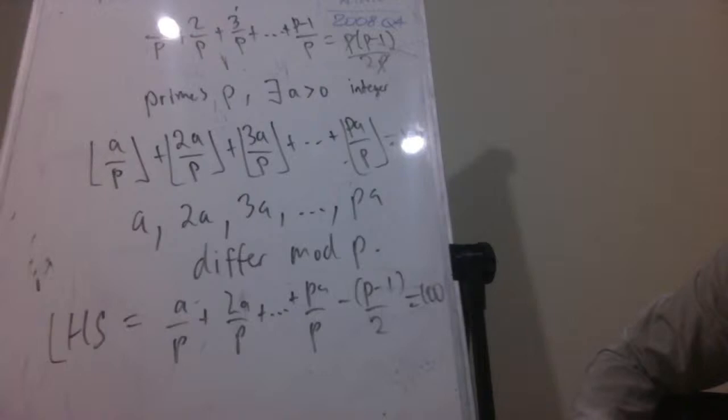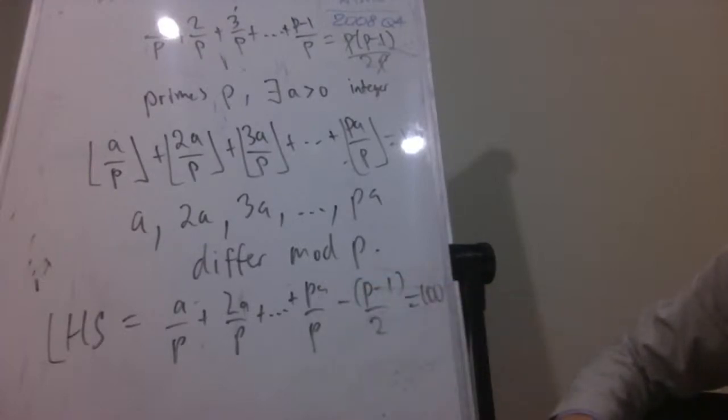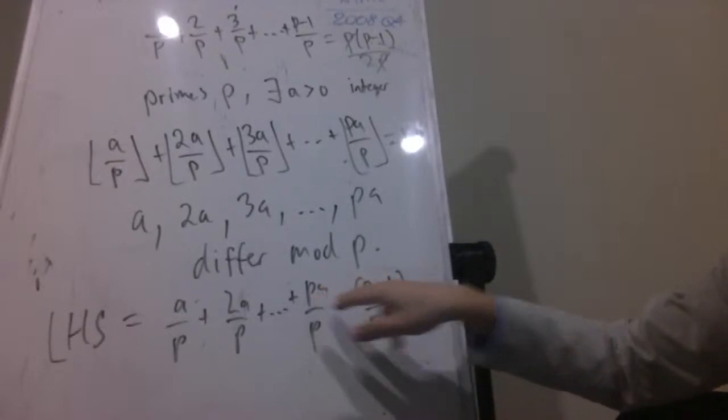So basically, you're trying to find all the values of p that make a an integer. Yeah? Or another way of thinking about it, you're trying to find all the values of a that make p a prime.